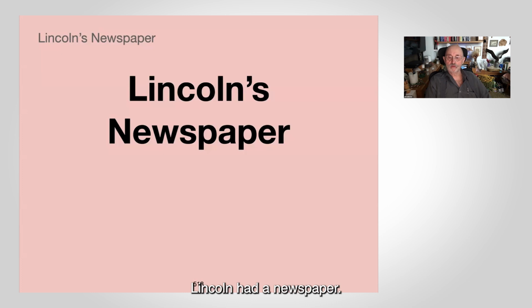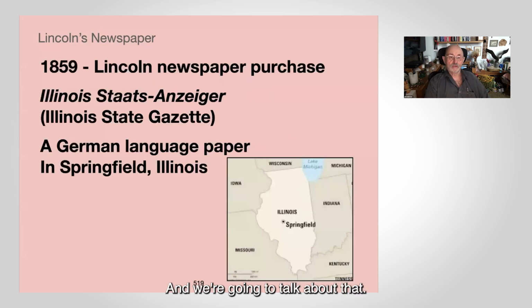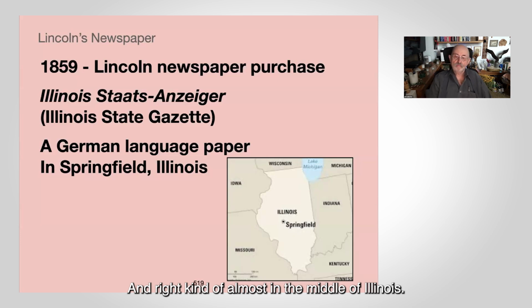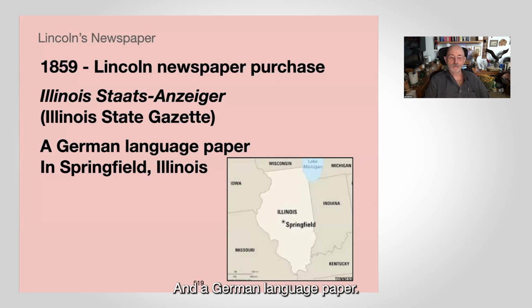Lincoln had a newspaper, and we're going to talk about that. He bought it in 1859, the Illinois Staatsanzeiger, which means the Illinois State Gazette. It was a German language newspaper located here in Springfield, where Lincoln was from, almost in the middle of Illinois. And a German language paper.